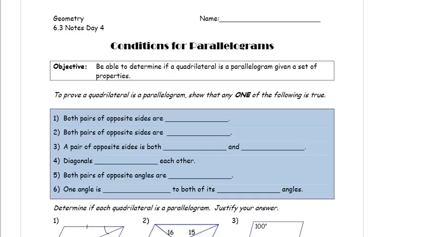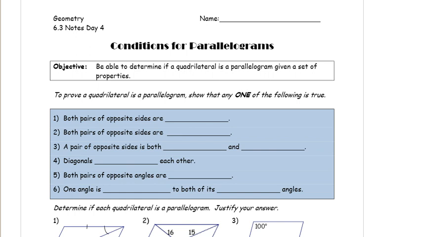Conditions for parallelograms. So we've talked about the properties of parallelograms. What we want to be able to do after today is to determine if a quadrilateral is a parallelogram given a set of properties. Before, we were given that it was a parallelogram and we said, okay, then we know that these two angles are congruent, and so on. We're going to go the other way around, or what we would say is the converse.